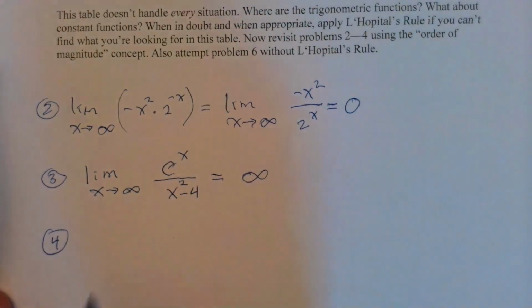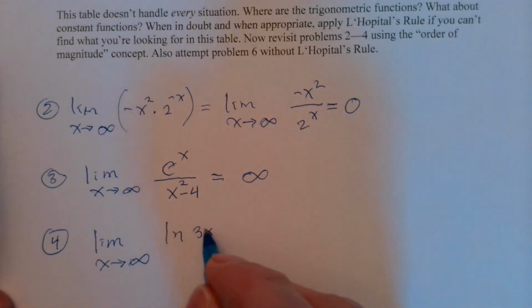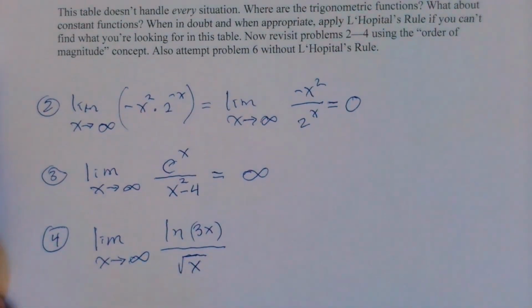we did a minute ago. It was limit as x goes to infinity and it was natural log of 3x over the square root of x. If you know this order of magnitude concept, this is a pretty easy problem to do in your head. We got an answer of 0 for it.